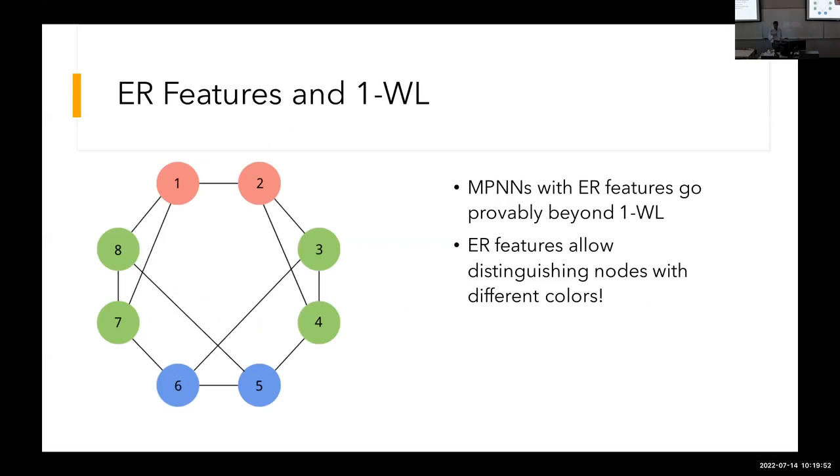I mean, I just numbered the nodes. Yeah, it doesn't mean anything. 1 through 8, yeah. Yeah, maybe it's a bit confusing. Yeah.